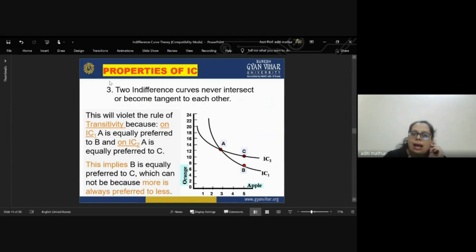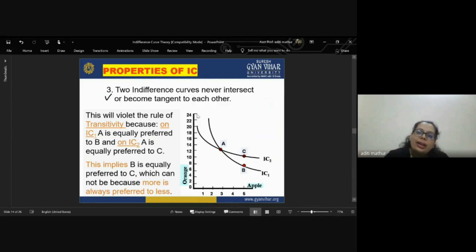Now let us discuss the third property of the indifference curve. The first two were that it is convex and it is negative sloping, and now the third one is that they never intersect or become tangent to each other. They are always parallel to each other. They never intersect, because if they intersect, that means that there are two points on two curves which give the same level of satisfaction, which is not possible, because the combinations are different, they are drawn as different curves, and that is why they are parallel to each other.